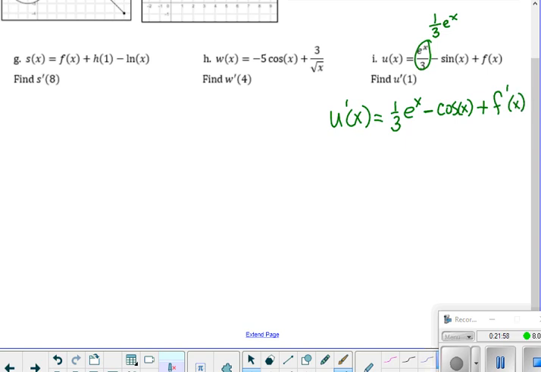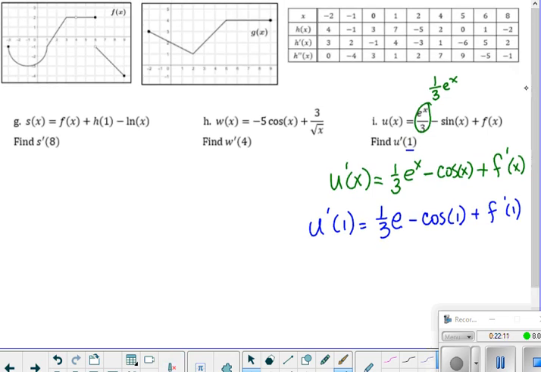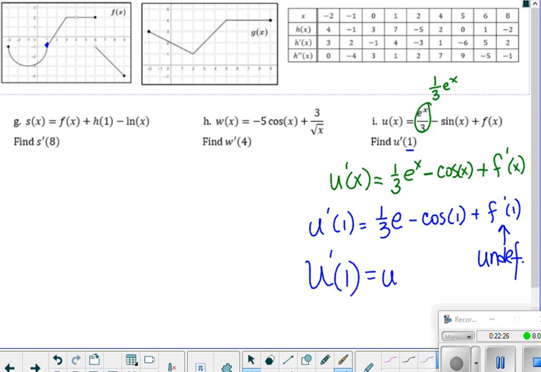Take and evaluate it at 1. U prime of 1 equals 1/3 e minus cosine of 1 plus an f prime of 1. To the f prime of 1. Oh my goodness. Hits at a sharp point, doesn't it? This is undefined. So the whole thing ends up undefined. Watch those sharp points.